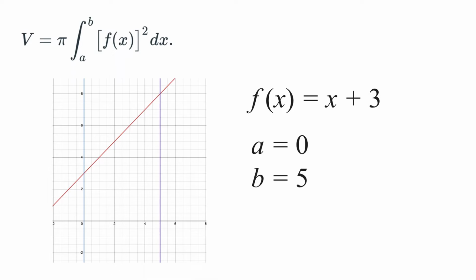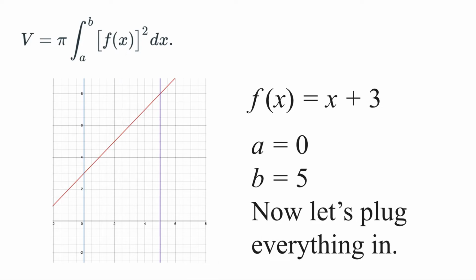Now we have to find the limits of integration. Again, the graph comes into use. We can see that these two vertical lines, x equals 0 and x equals 5, confine the function x plus 3. Therefore, a would equal 0 and b would equal 5.